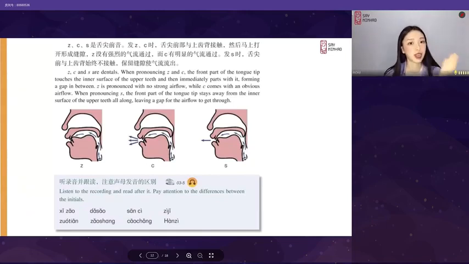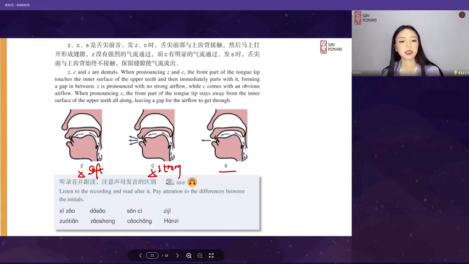For zi, the air is soft. For ci, the air is much stronger. Okay, soft, strong. And for si, don't touch. Don't make your tongue touch the upper teeth. Just be close to it, approach it, but don't touch. This is the difference between them. Now let's just practice. Read after me.